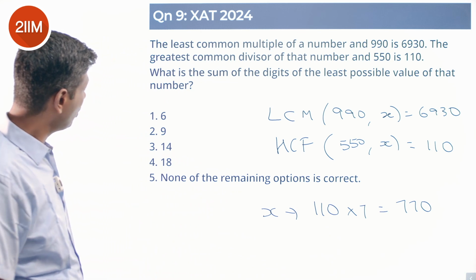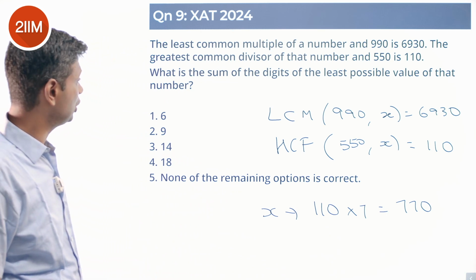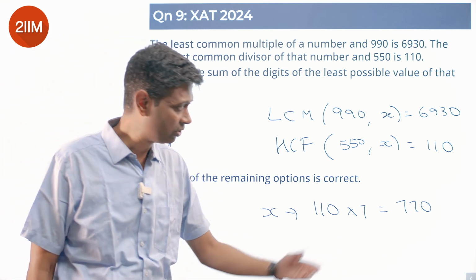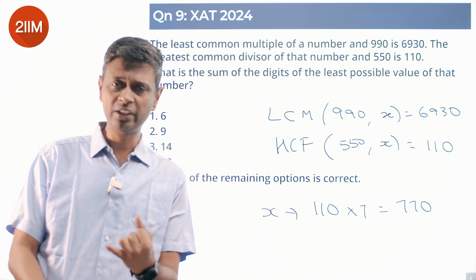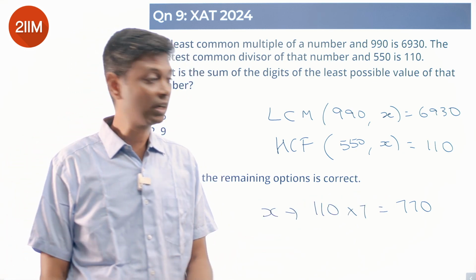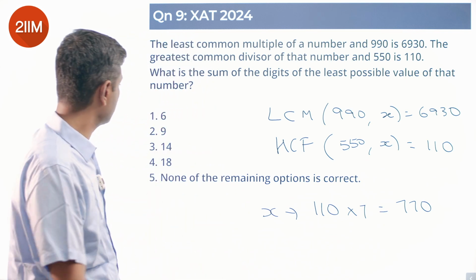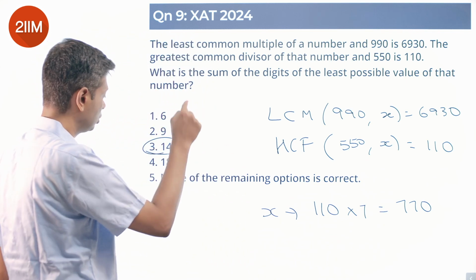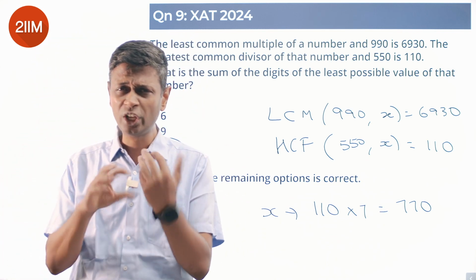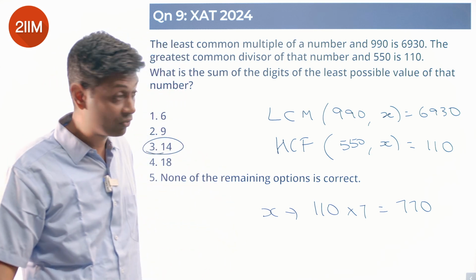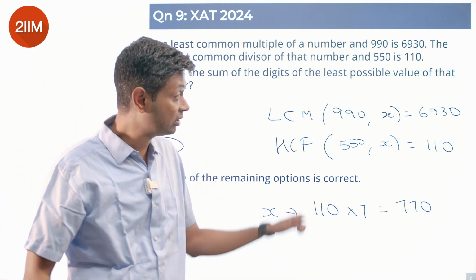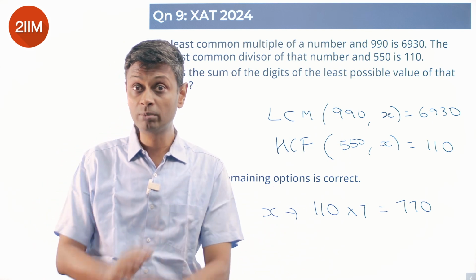Right? What is the sum of the digits of the least possible value of that number? Least possible value of that number is 770. X has to be a multiple of 110 and 7. The smallest number that satisfies this is 770. 7 plus 7 plus 0 is 14, done. Tricky sounding question, but not. This question would have been more interesting if they said find all possible numbers that satisfy this condition, or how many numbers satisfy this condition.